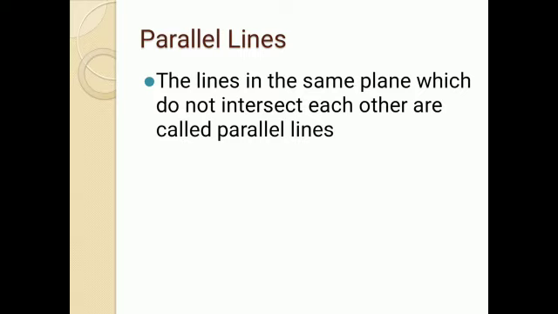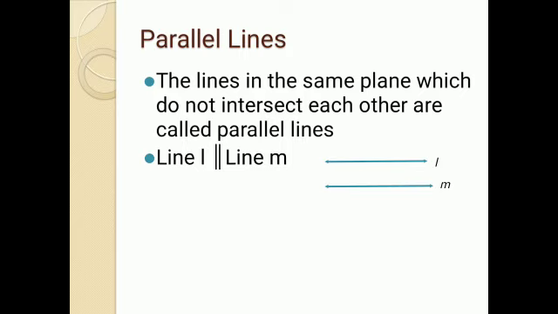Parallel lines. The lines in the same plane which do not intersect each other are called parallel lines. You can see two lines, line L and line M. Are these lines intersecting? No. If we extend these lines, then also they will not intersect. They are called parallel lines as they do not intersect. Here we can say line L is parallel to line M.